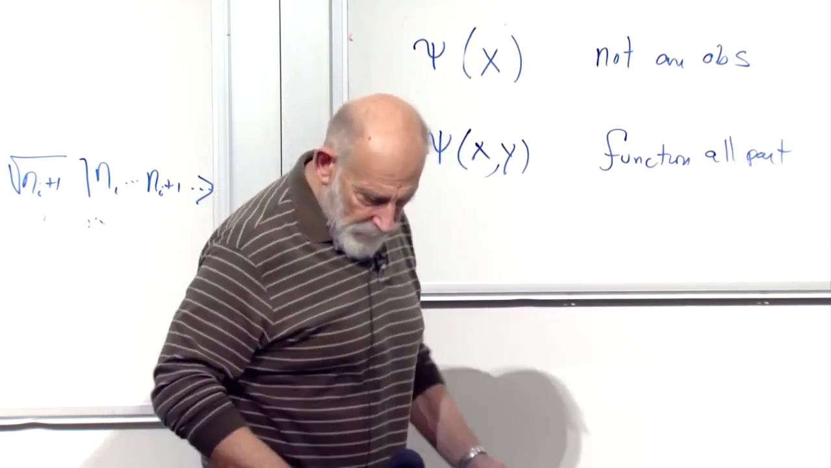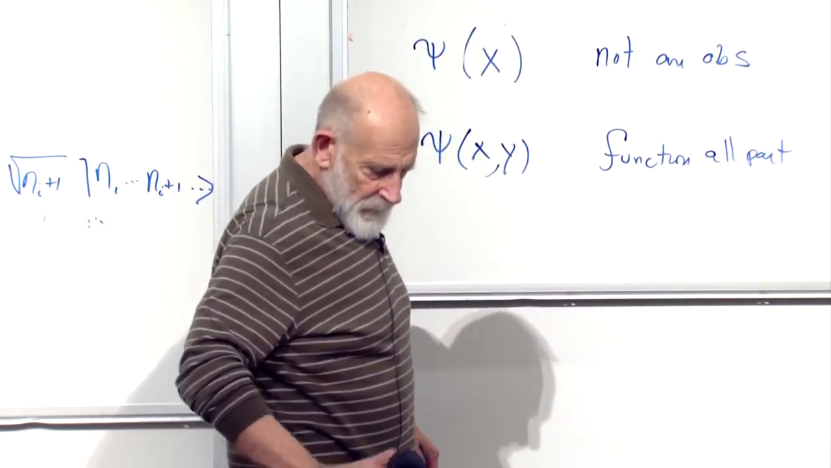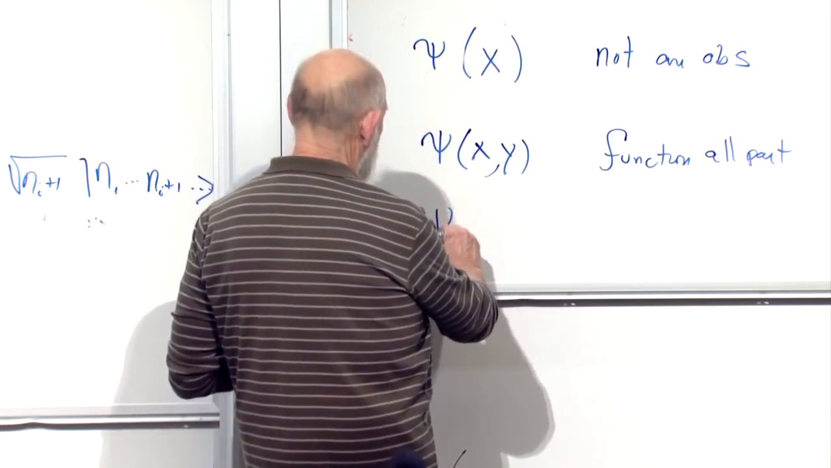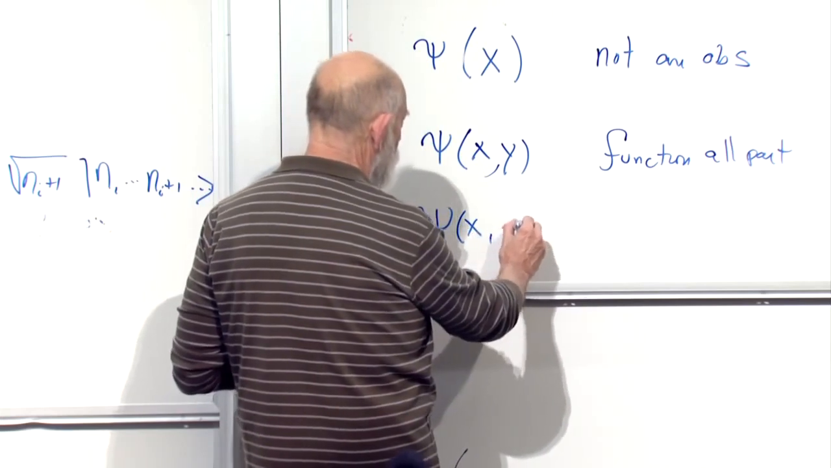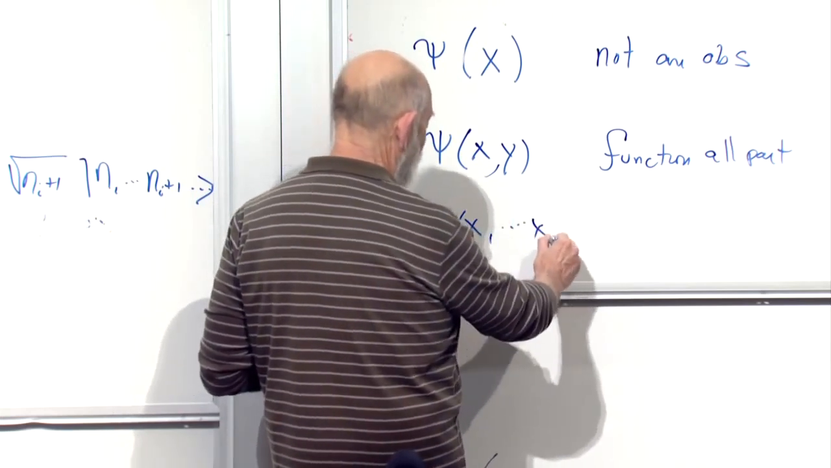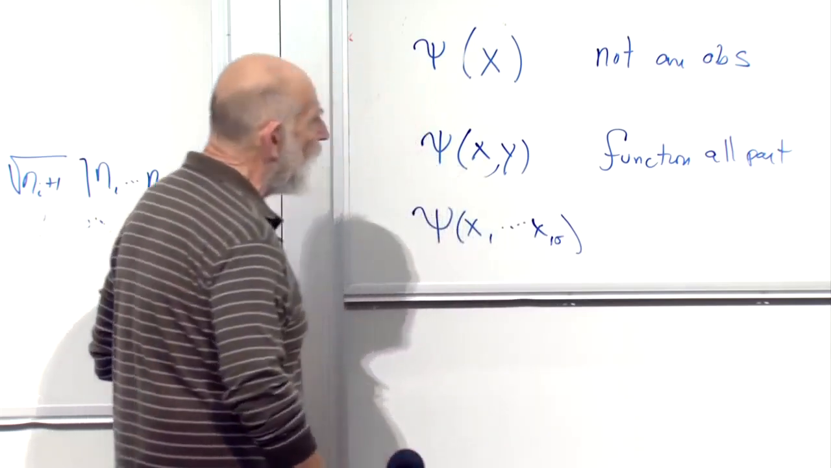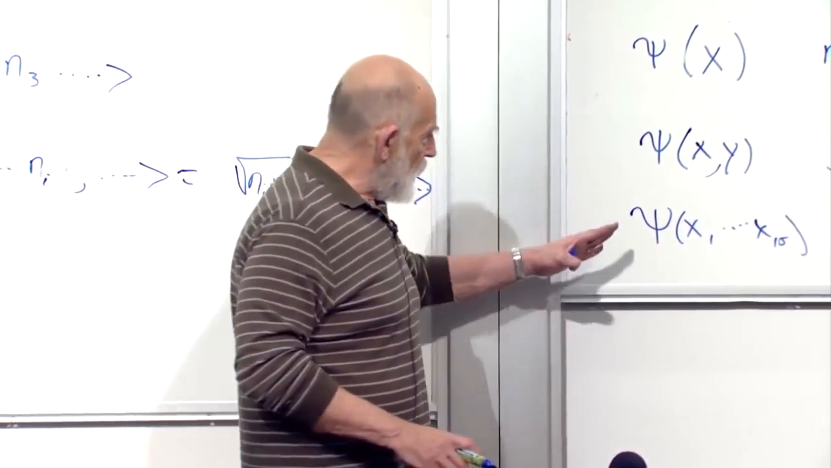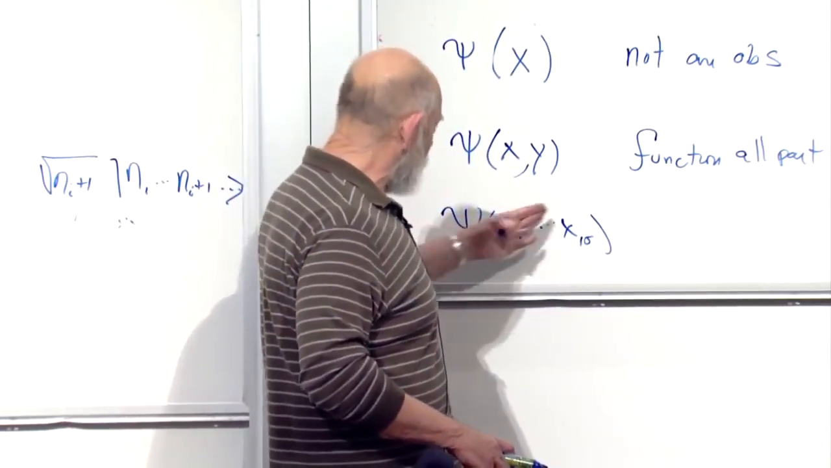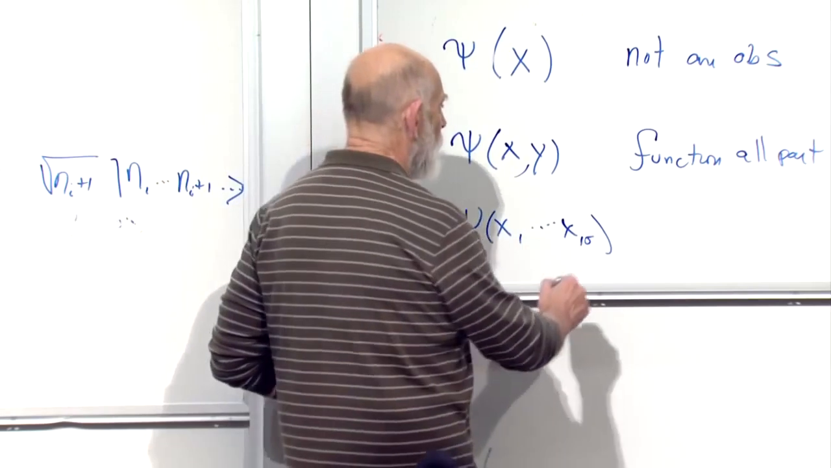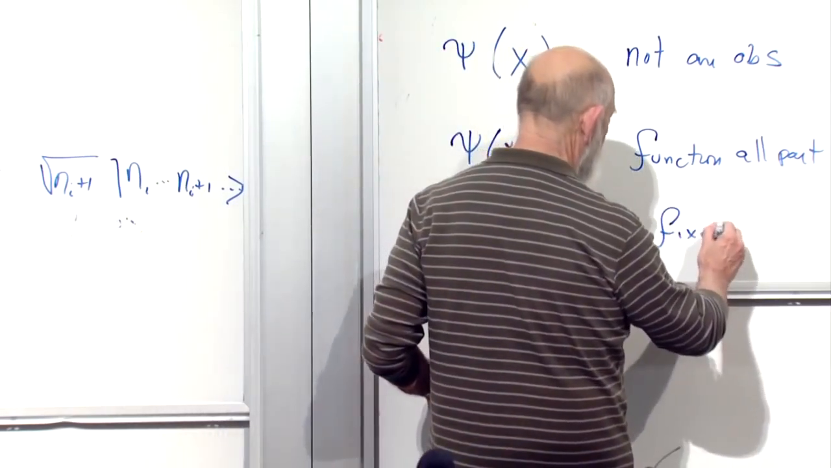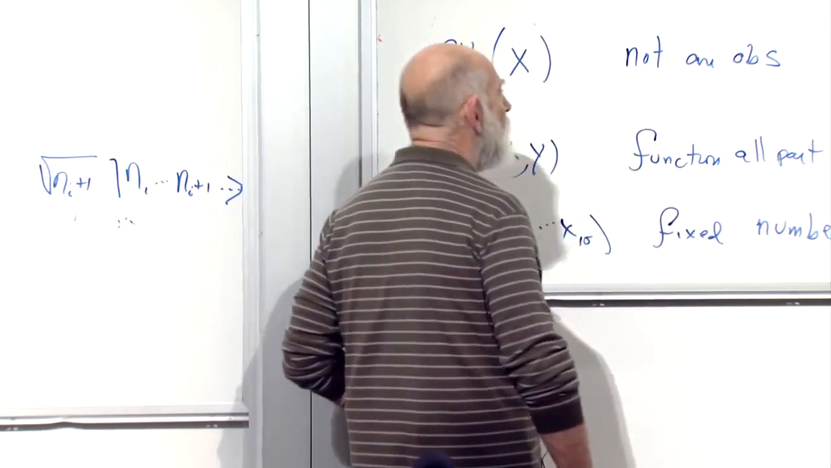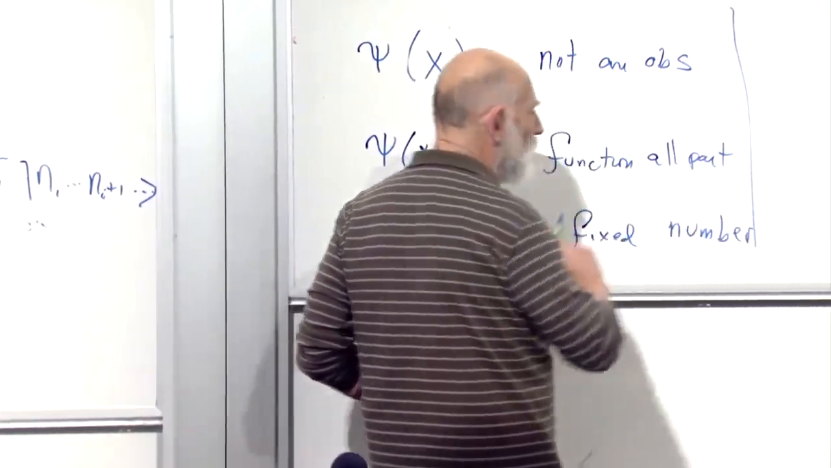Third fact, what was the third fact? The third fact is, given a wave function which may depend on x1 through some number, whatever, x15, 15 particles, it's the description of a fixed number of particles. We describe 15 particles with a 15-particle wave function. Fixed number of particles. That is not the idea of a quantum field.